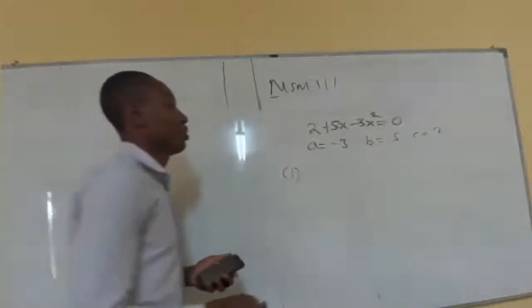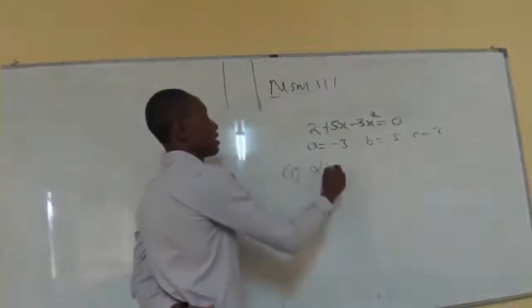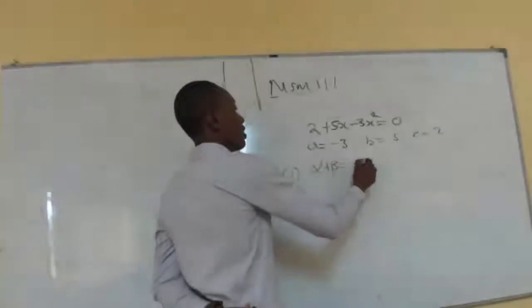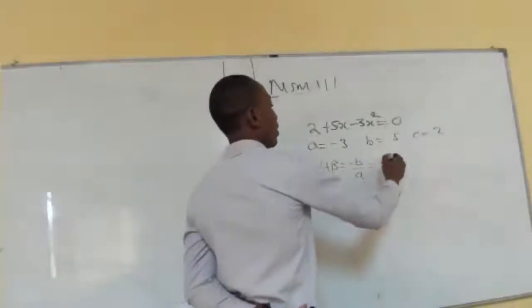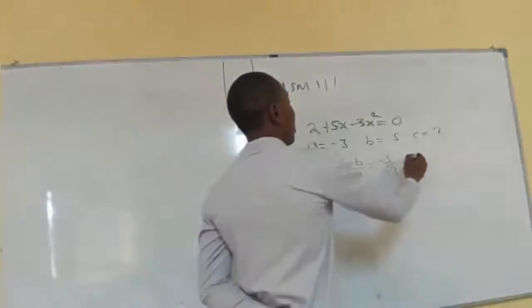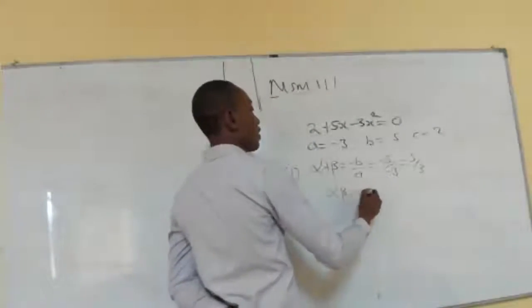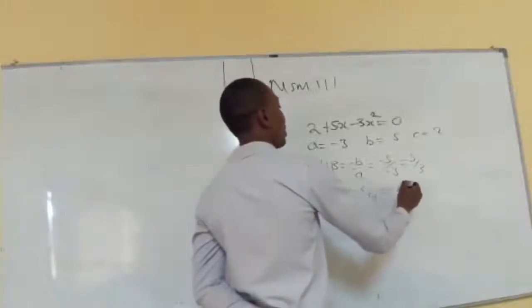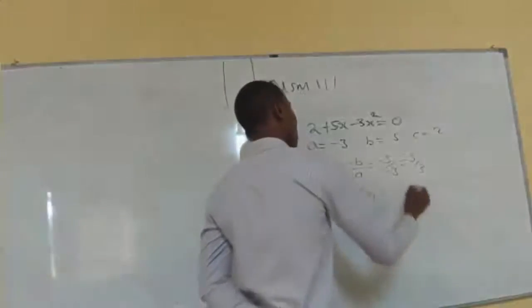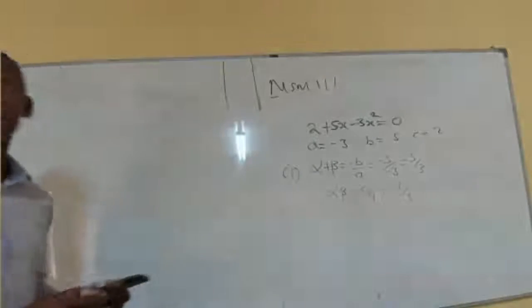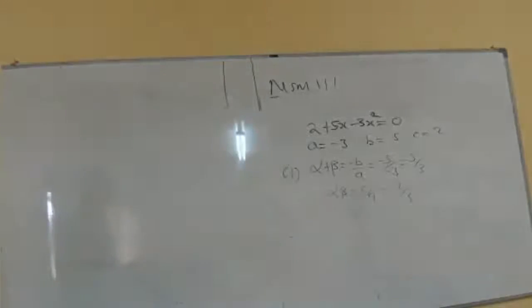Now what we're going to do is find the value. Before we even do that, we need the sum. The sum of the roots is found as negative b over a. In this case, we have negative 5 over negative 3, which is just 5 over 3. The product of the roots is found as c over a, which is 2 over negative 3, so negative 2 over 3. So that's the sum of the roots, and that's the product of the roots. Now that we have them, let's find the answer to the question we've been given.